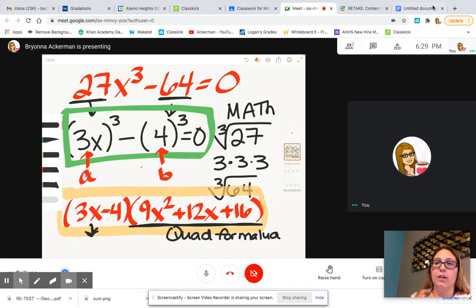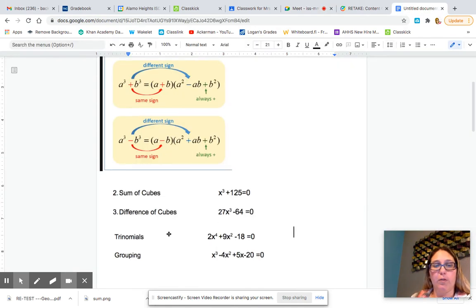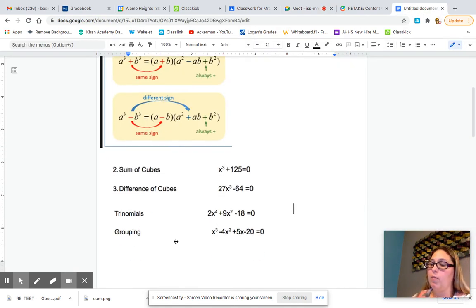Okay, so let's go to trinomials. Okay, remember trinomials look like a quadratic. So even though this says x to the 4th, because it goes from 4, 2 to nothing, we can treat it like a quadratic. So it's 2x to the 4th plus 9x squared minus 18 equals 0.